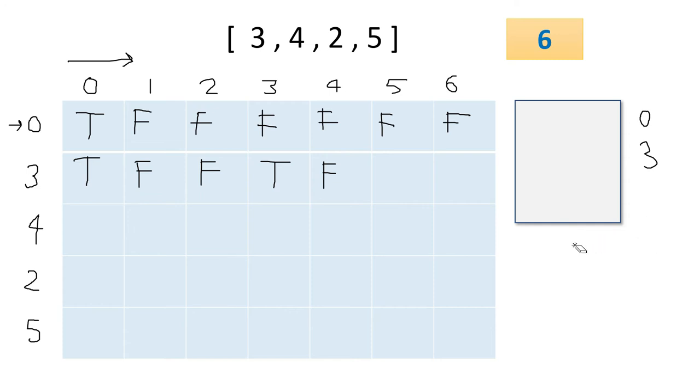Now if we check for 5, then what will it be? It is false. 5 minus 3 is 2. So 2 is also false here. That means it will also be false here. And it is true also, right? Using 0 and 3 you can't fill 5. And the same will happen for 6 also, so it will also be false.